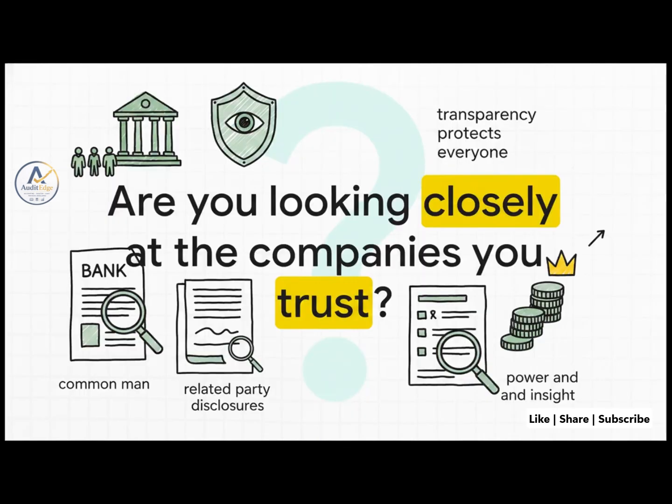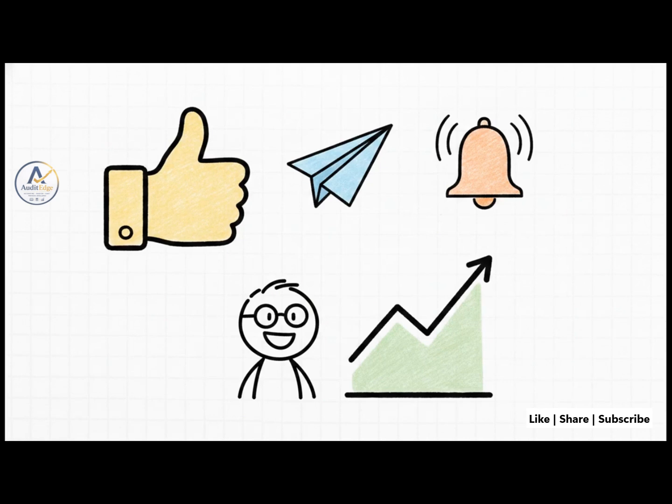As we reach the end of this explainer, I want to leave you with this one provocative thought. Transparency protects everyone, from the biggest bank right down to the common man investing his small savings. These rules exist purely to give you power and insight. So, the next time you read an annual report, are you looking closely at the companies you trust? Are you checking the notes for those related party disclosures? You definitely should be. I really hope this session made a complex accounting standard very simple and clear for you today.